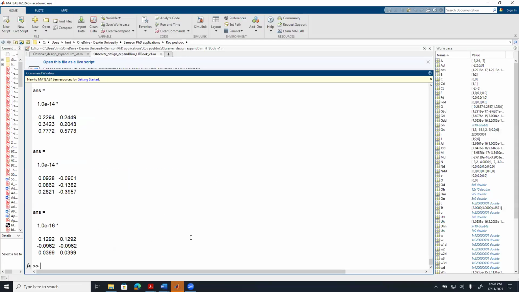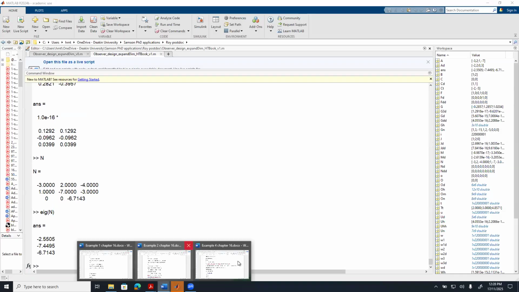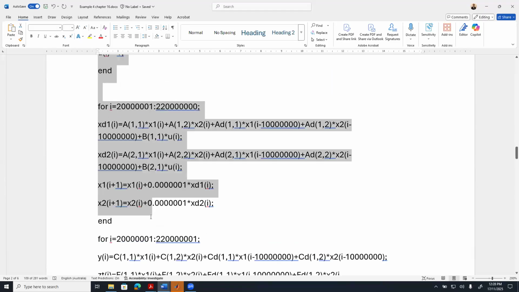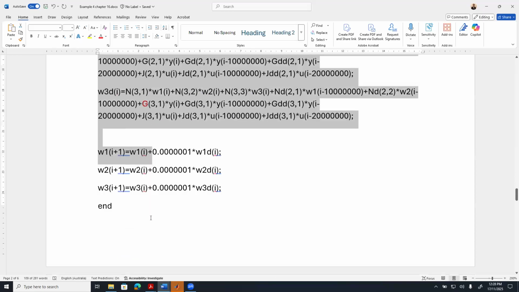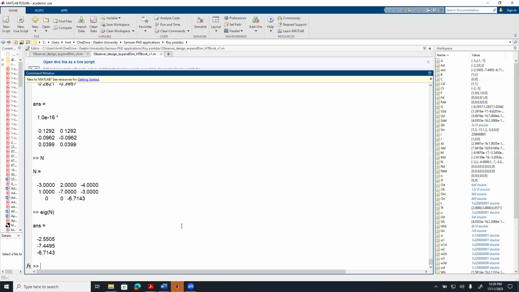And then we get the matrix N. The eigen of matrix N is stable. And so we got a stable observer. And let's have a look at the rest of the simulation. So what we have in here, we implement that third order observer without internal delays. And then we run the simulation to show the estimation of the variable x1 and its estimates. And we can also look at x2 and its estimates as well.